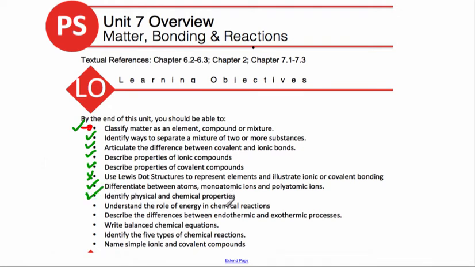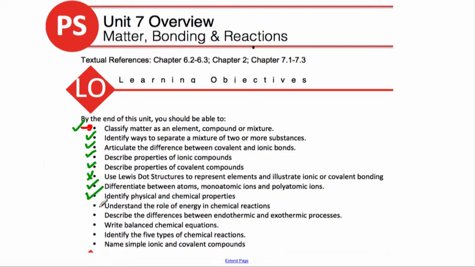Physical and chemical properties we went over already. Just take a look at your notes again. Just remember, physical properties are descriptors of matter that you can determine without changing the identity of the substance, whereas chemical properties, you cannot determine without changing the substance. So things like flammability, reactivity, that type of thing.